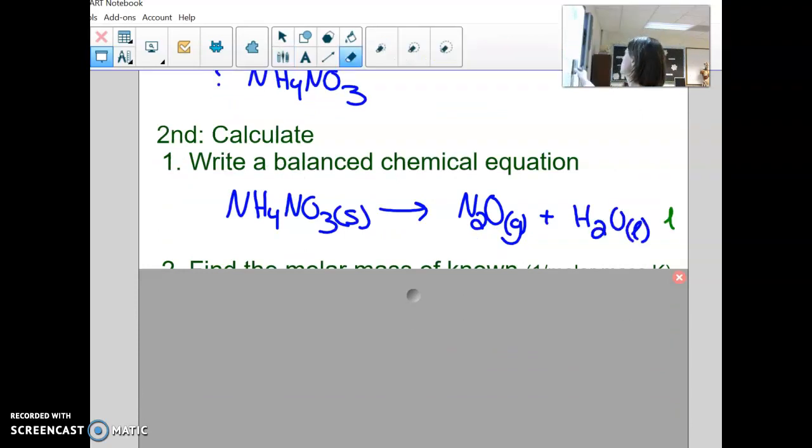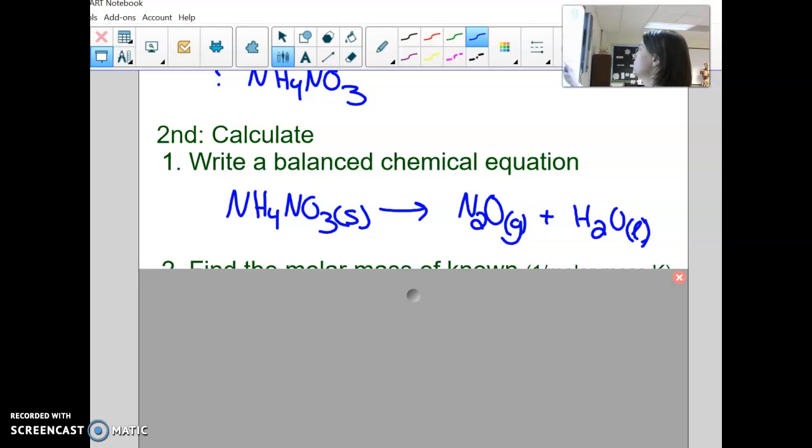Okay, so let's balance that. We have nitrogens, 2 there, 2 there. Let's go with hydrogens next. 4 there, only 2 there, so let's make 2 waters. Now let's look at our oxygens. I have 3 there, and 1, 2, 3. Well, that was pretty easy to balance.